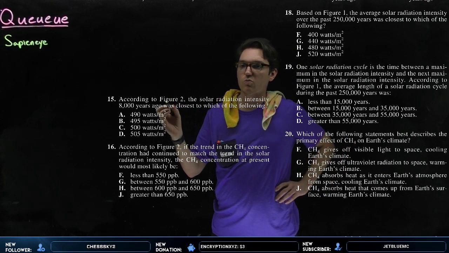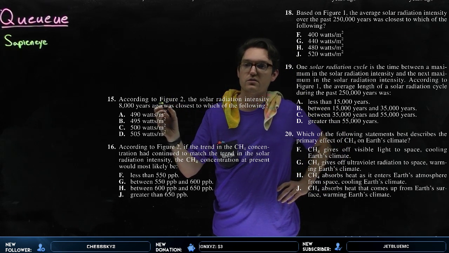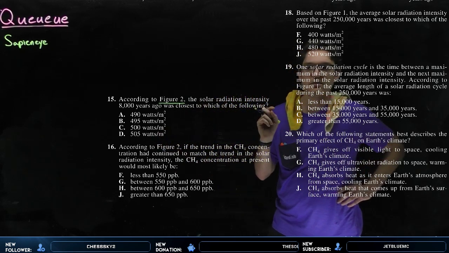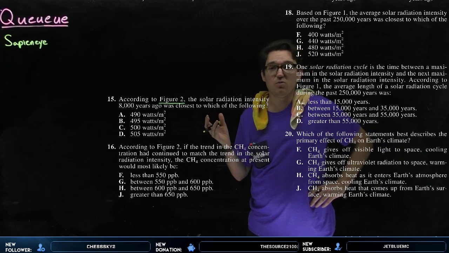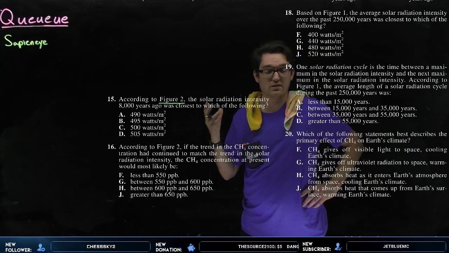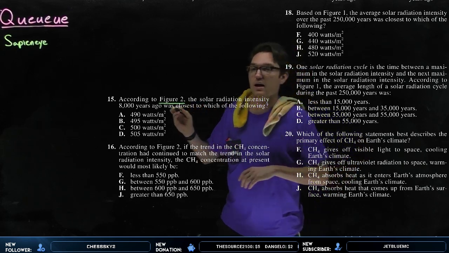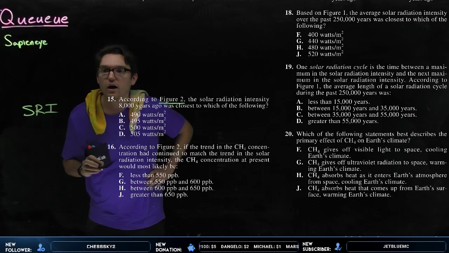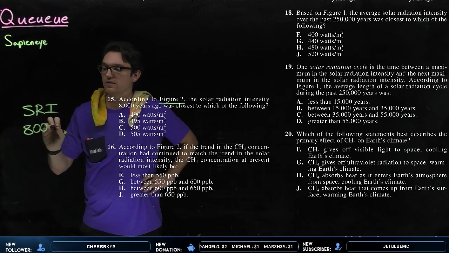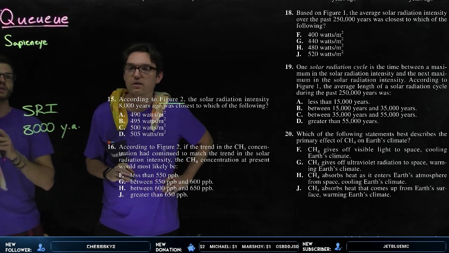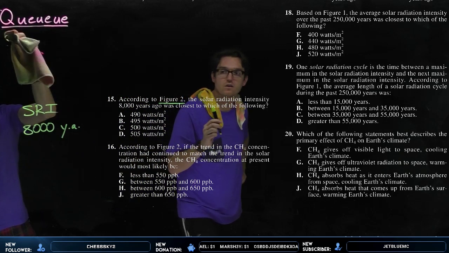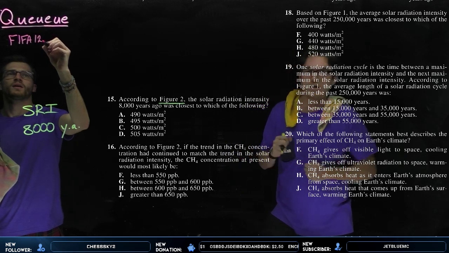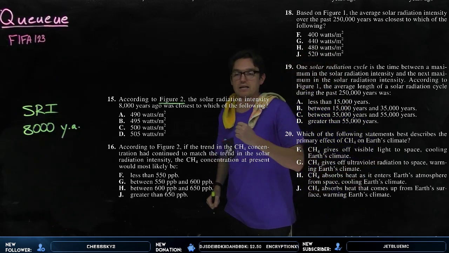So according to figure 2, right there, that tells us we're looking at figure 2 for this. You don't have to look elsewhere. They tell you where to look right here. The next thing, solar radiation intensity. I kind of know what that would probably mean, but I don't know what it means in the context of the experiment, but let's keep that in mind. They're asking for solar radiation intensity 8,000 years ago, so that's a date they give us. And they're asking what's closest to which of the following. Let's go back to figure 2 now and see if we can find where that is.